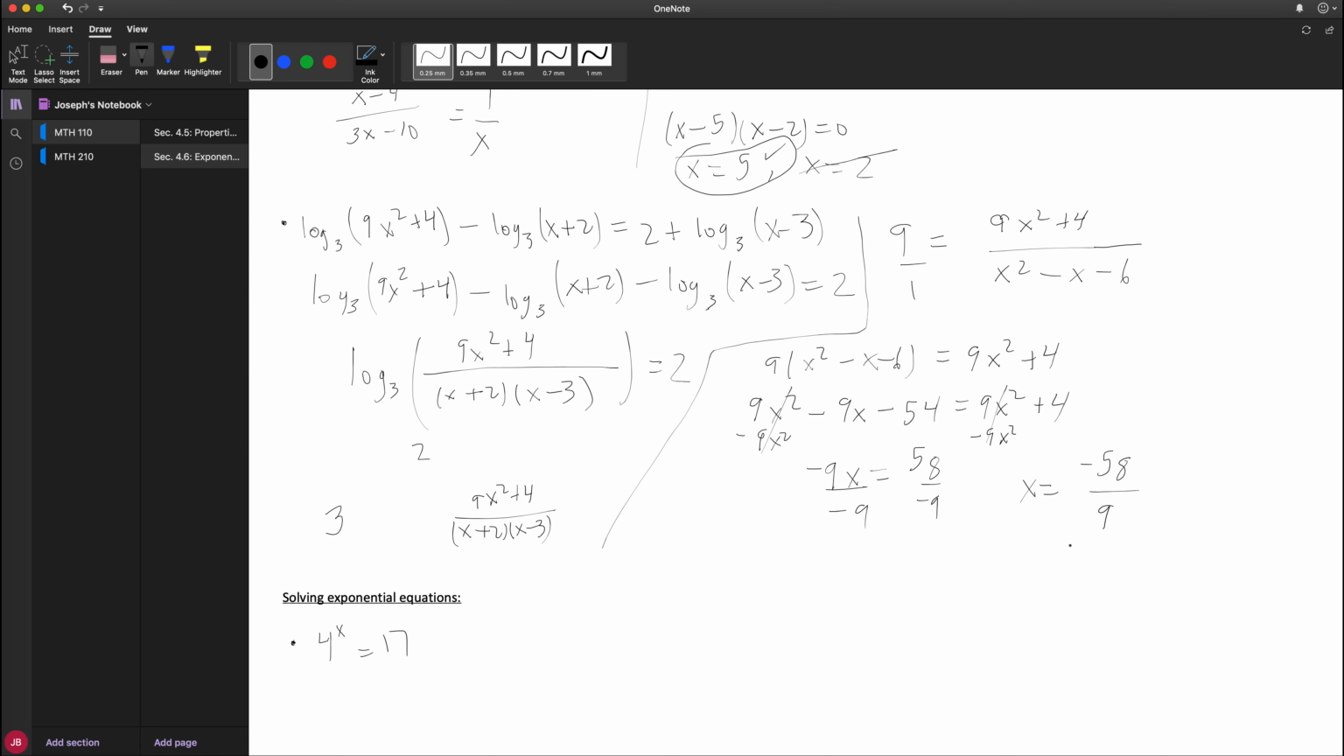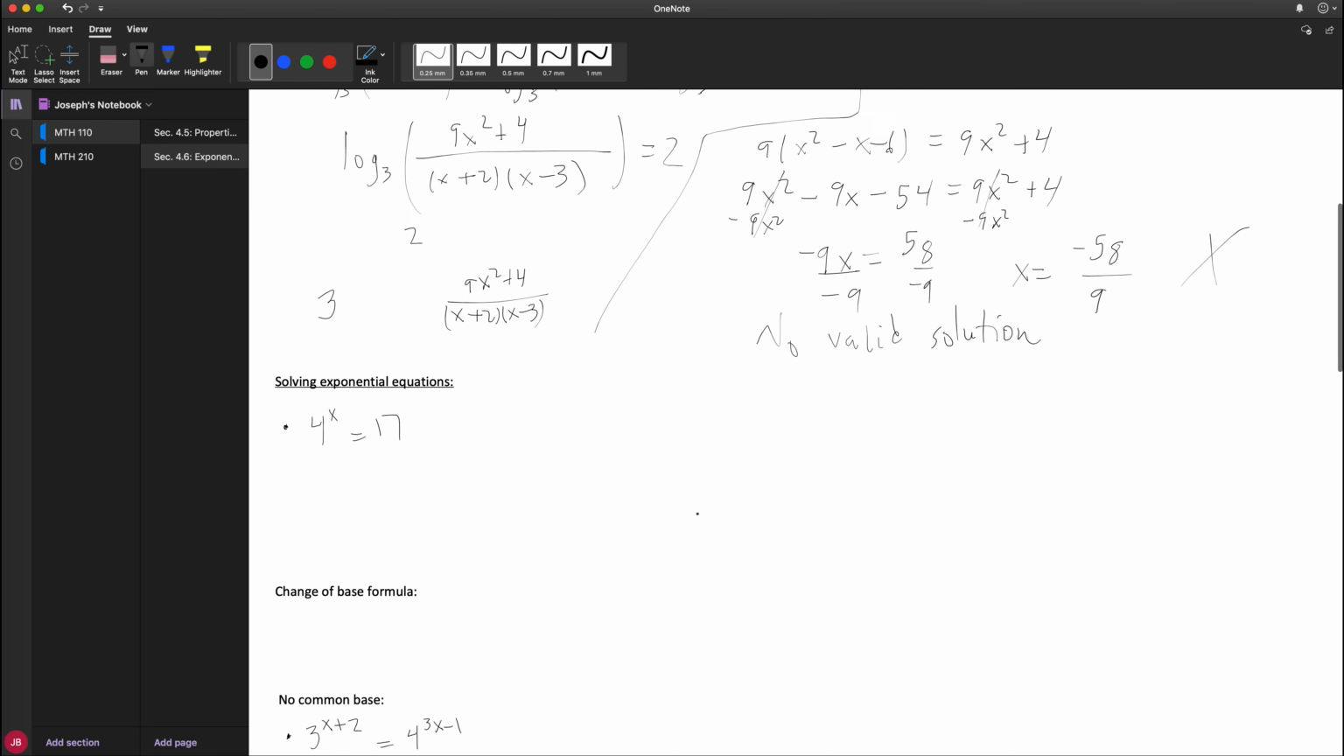And we check if this is a valid answer or not. This number is definitely less than negative 2. And so right in here, that would make the inside of this logarithm negative, certainly. So in fact, this answer is no good, and in fact, we have no valid solution, since that was our only possibility. And so some problems work out like that, right?